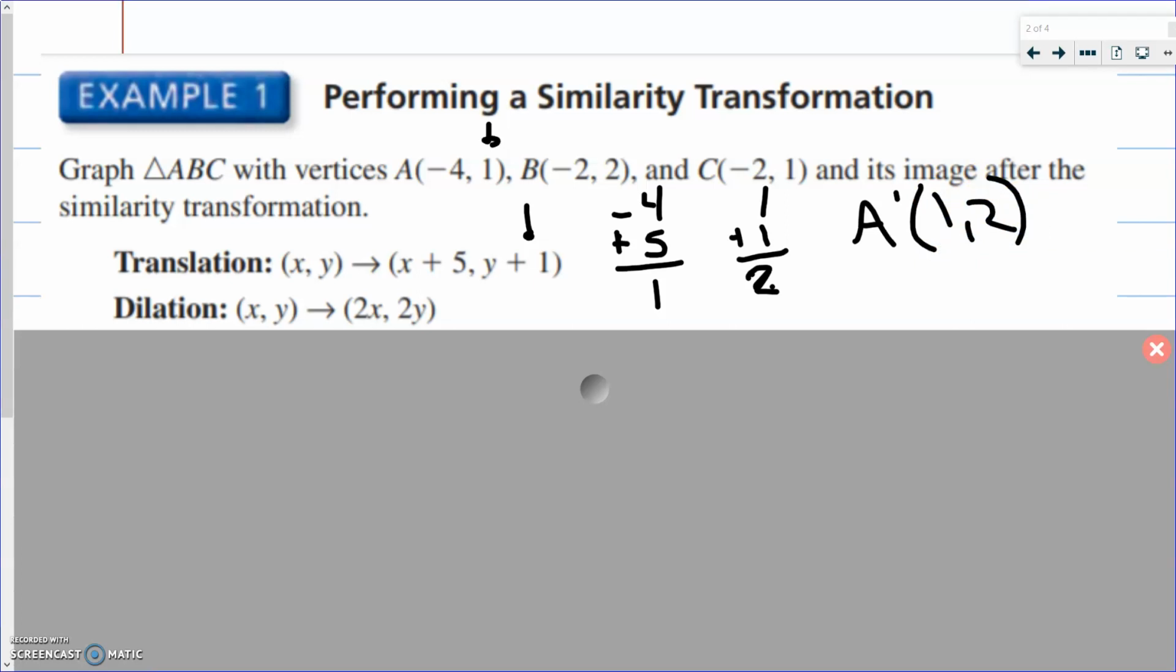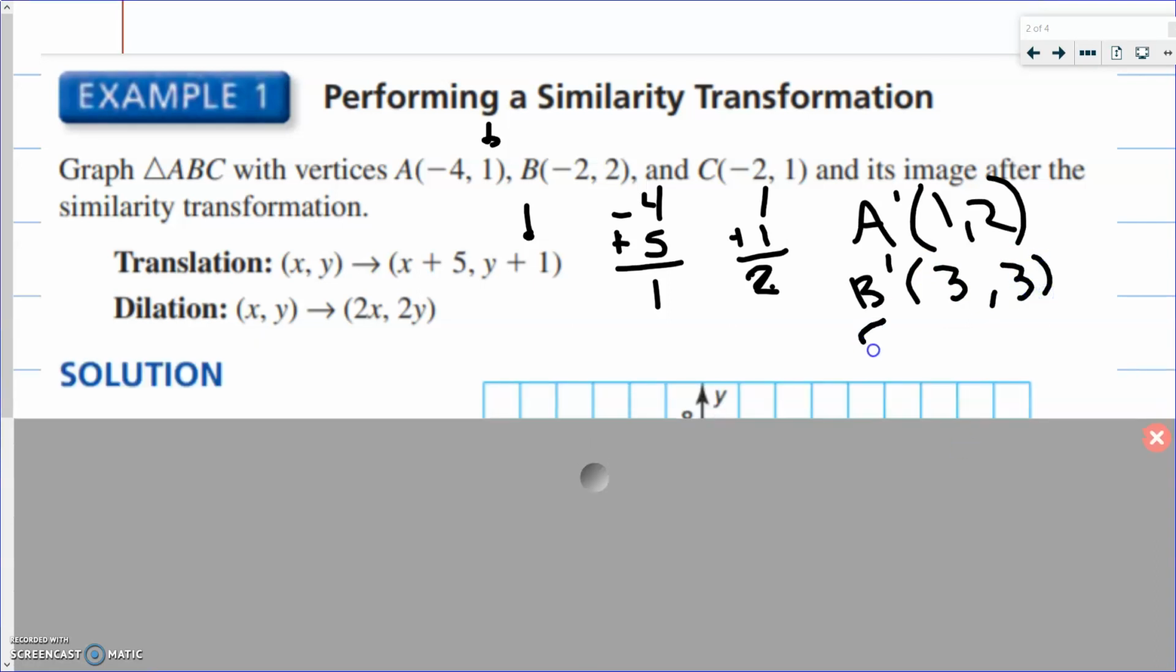B prime is going to be negative 2 plus 5. Negative 2 plus 5 gives me 3. And then 2 plus 1 gives me 3 as well. And then C prime is going to be negative 2 plus 5, which is 3. 1 plus 1 gives me 2.